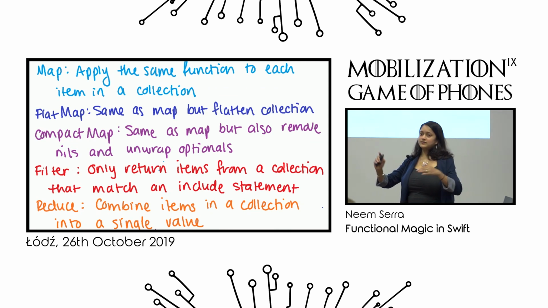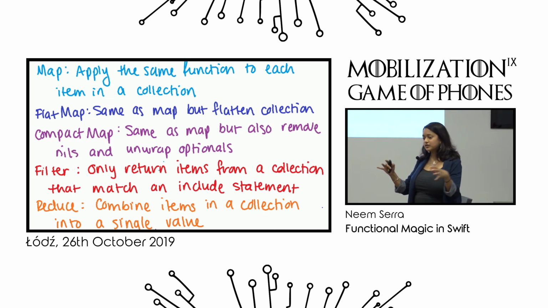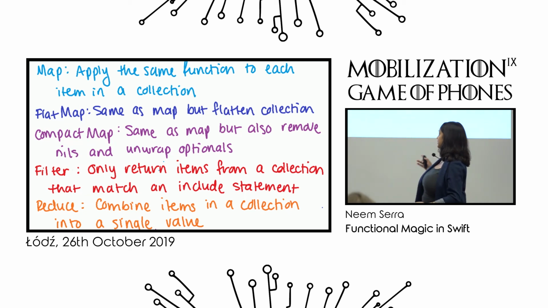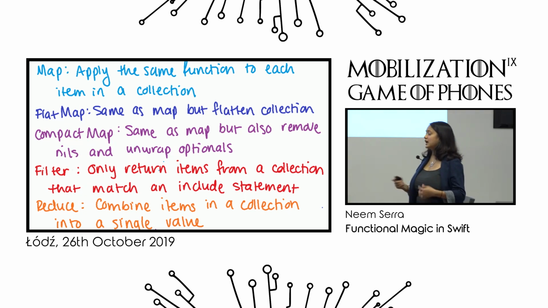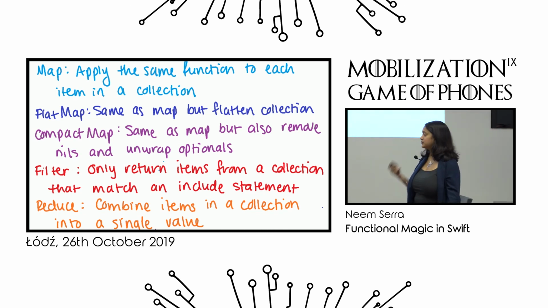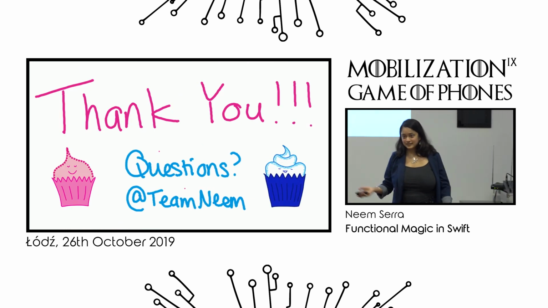Filter will see if things should be included or not included based on the include part of the function, and then it will return to you an array that matches all those things. And then lastly, reduce combines everything into one single value. Okay, that's it. Thank you.